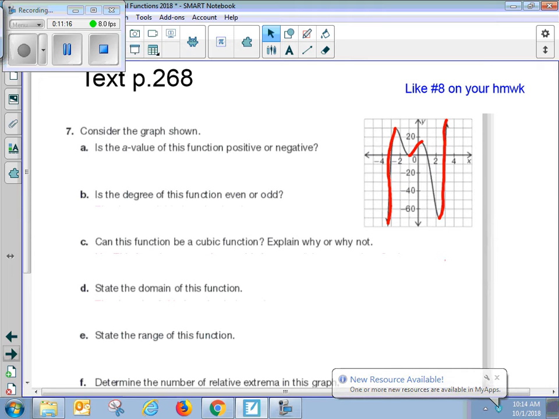Now, this is your page 268, which is like your number 8 on page 269. So please take good notes on this, page 268. Okay, so first off, let me erase this for a sec for you.